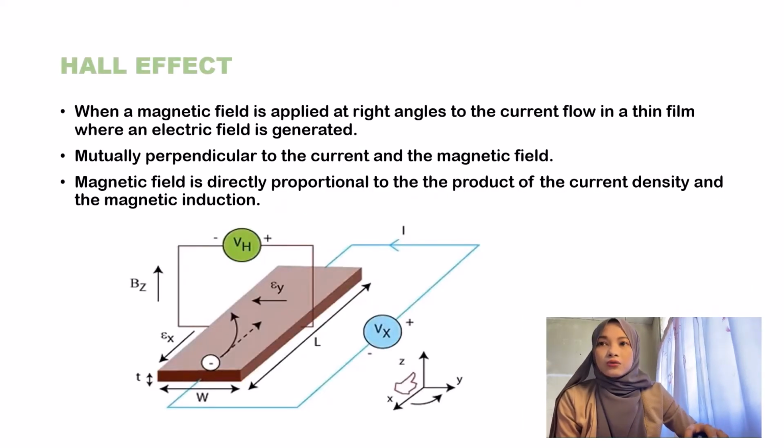Hall effect is when a magnetic field is applied at right angles to the current flow in a thin film, where an electric field is generated. It is mutually perpendicular to the current and the magnetic field. The electric field is directly proportional to the product of the current density and the magnetic induction. After that, we continue to the methodology of this experiment.